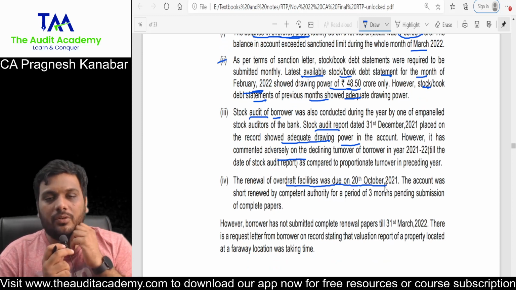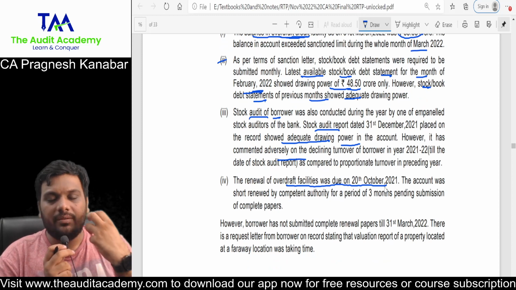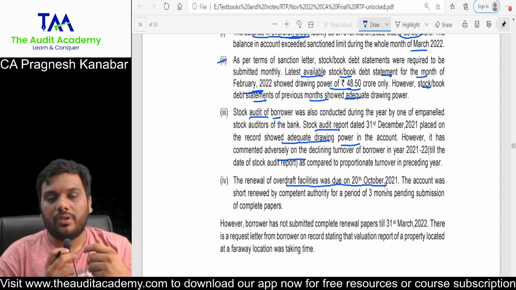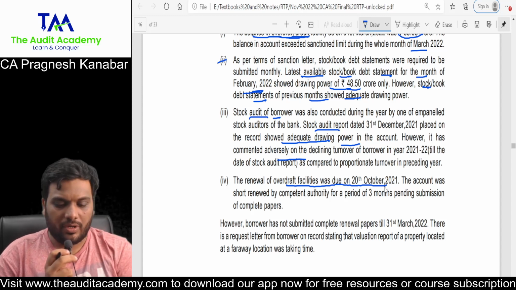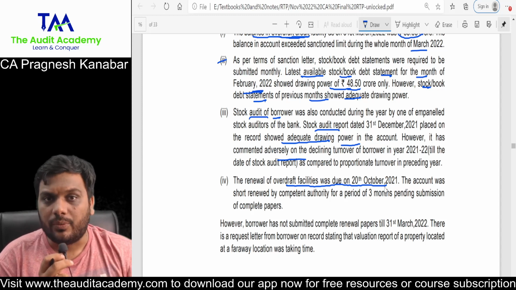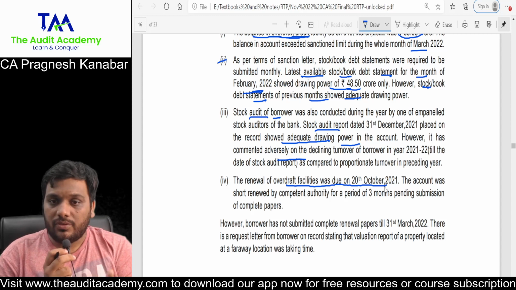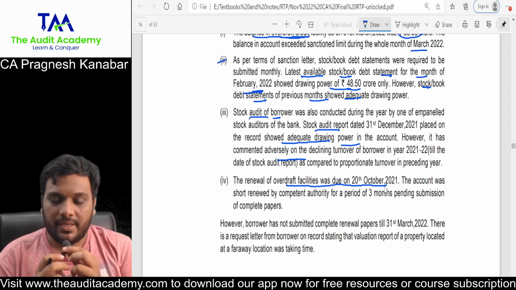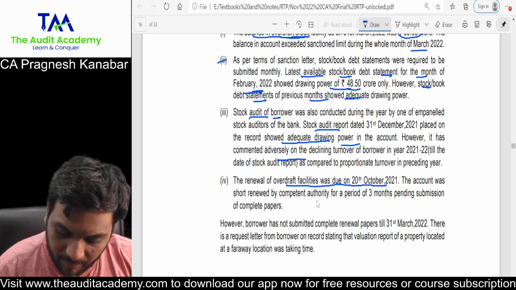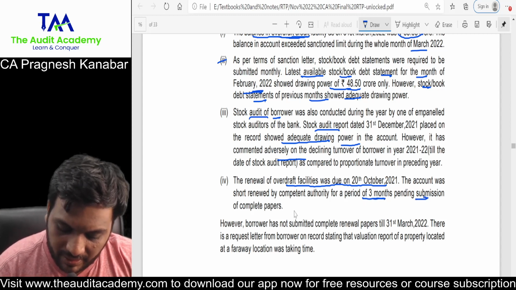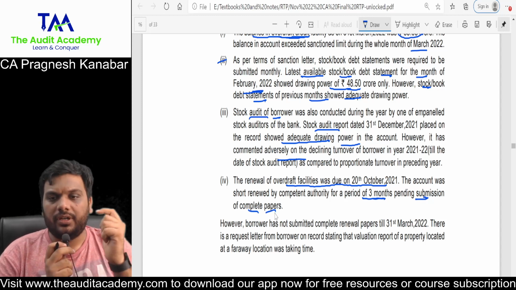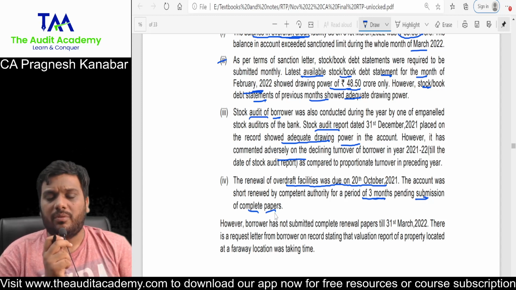So these limits, the overdraft facilities, the limits that are sanctioned, need to be renewed. And there is a due date mentioned that on this date we will again consider and renew it. The renewal was due on 20th October 2021, and the account was short renewed by the competent authority for a period of 3 months pending submission of complete papers. So for a little period it was short renewed. There were some pending submissions of complete papers.